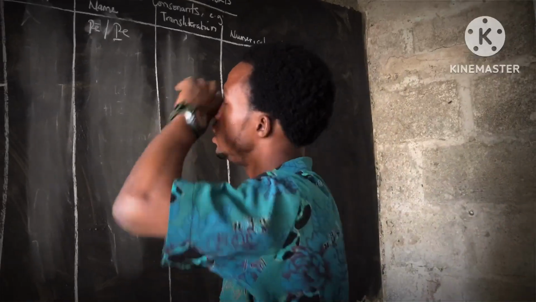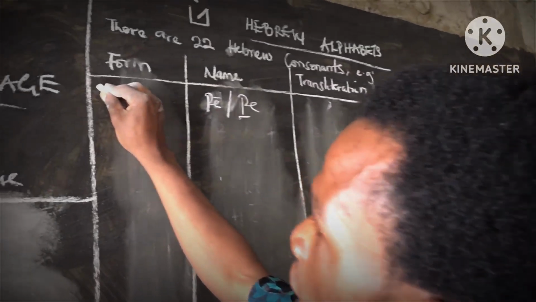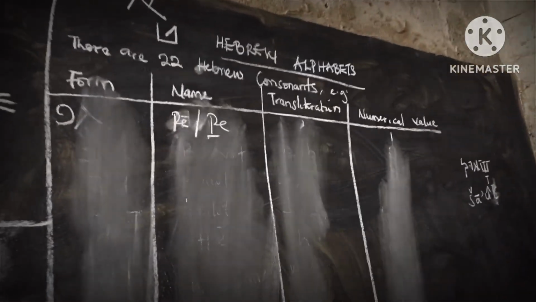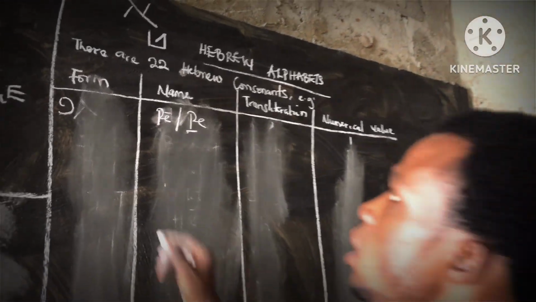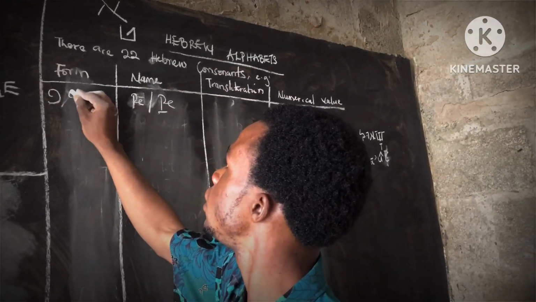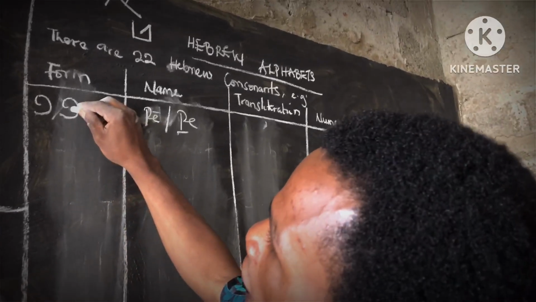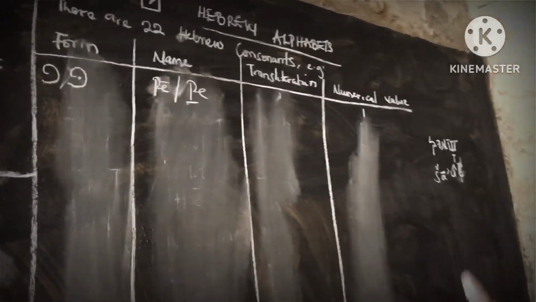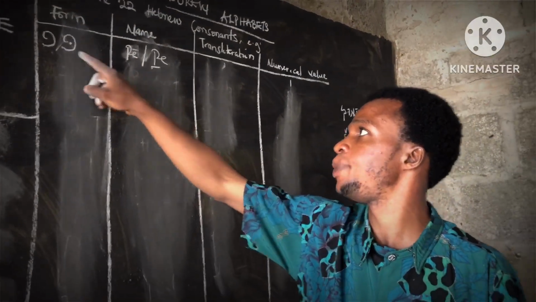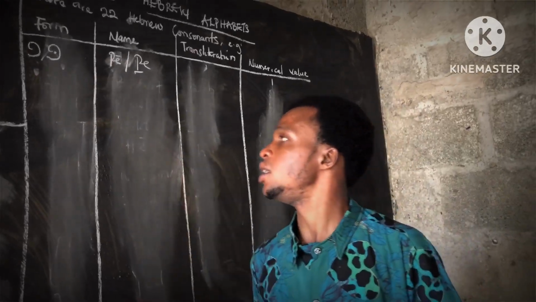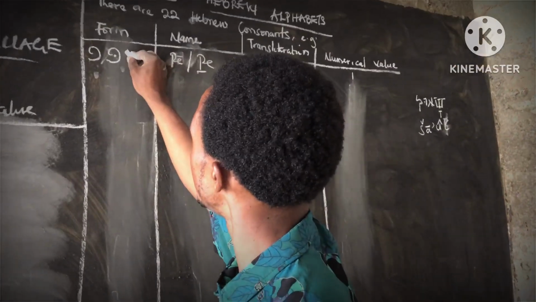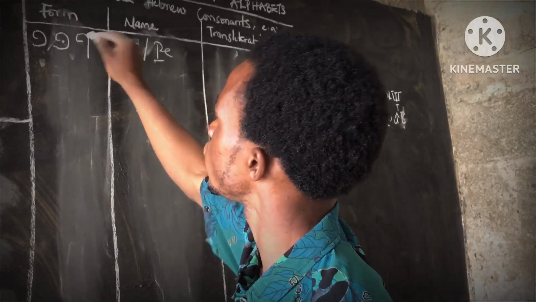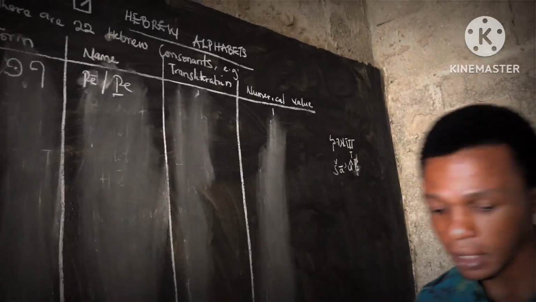So now let's see examples. This is how you write Pay. Now it will be Fe if you add a dot in the middle. This is Fe and this is Pay. Now when it appears at the end of a word, it will stand like a tap.